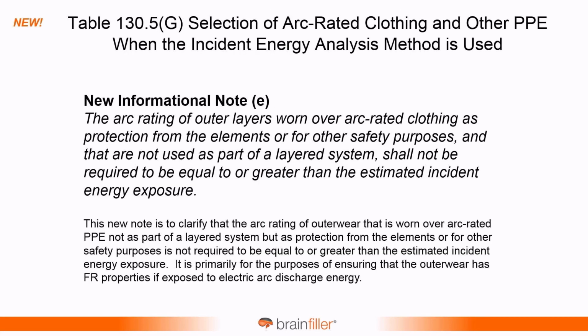Some of these changes, there was an informational note that was added. So what we have is there's table 130.5G, and this is actually for selecting PPE when the incident energy analysis method is used. There's a table for selecting PPE, and I'm going to show you kind of an excerpt of it. There were two changes made to that table. Similar changes made to the NFPA PPE category table. So both have this similar kind of a change.